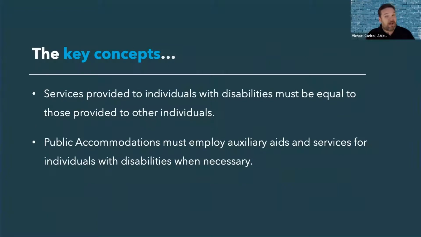So here are the key concepts from this statement and from Title III that we really need to keep in mind. Services provided to individuals with disabilities must be equal or equivalent to those provided to other individuals. And public accommodations must employ auxiliary aids and services for individuals with disabilities when necessary.